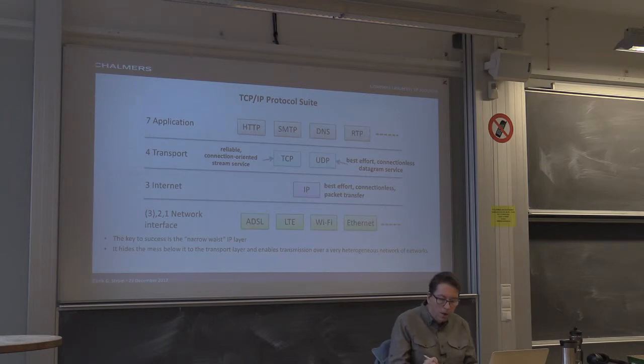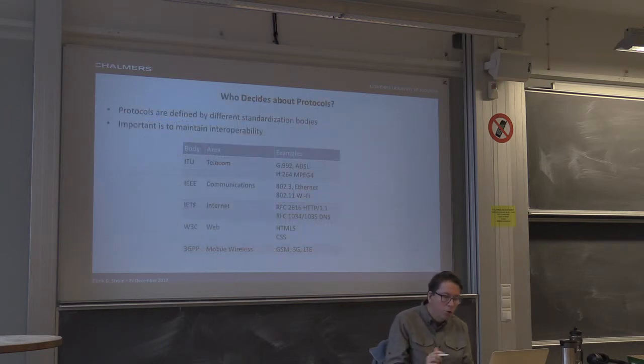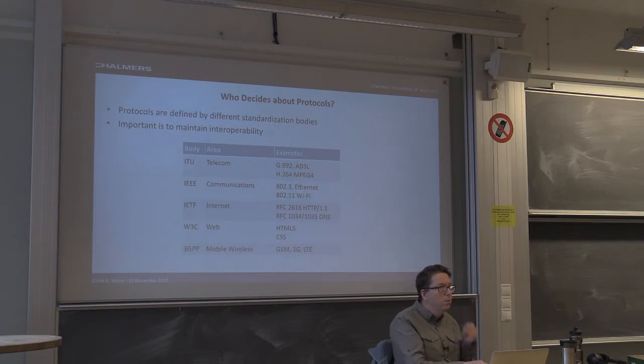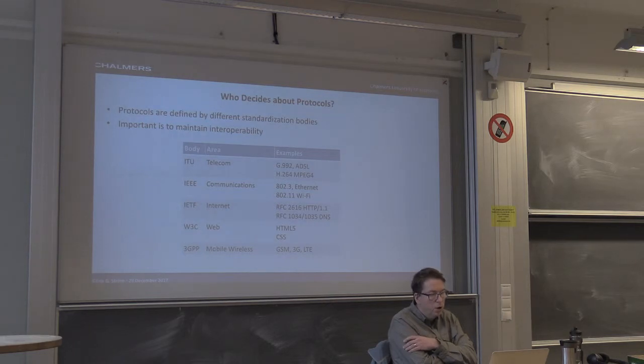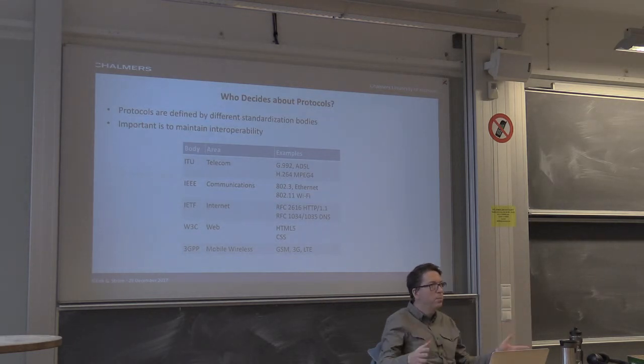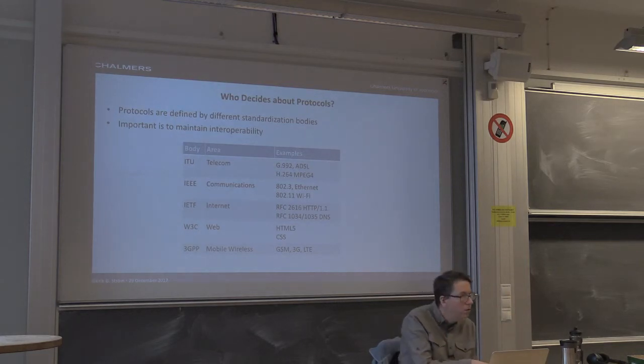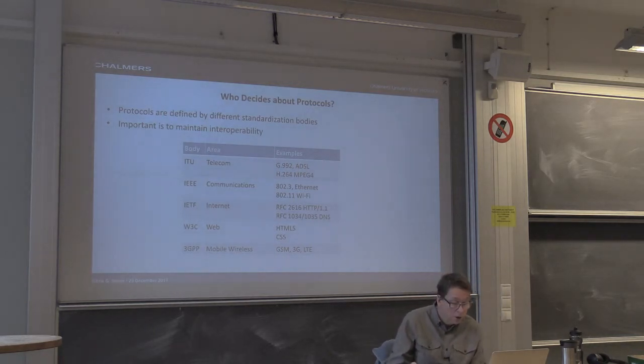All right. Who decides about these protocols? We talked a little bit about this. Protocols are super important because they specify how things are supposed to work, so we need to agree upon them. Basically it's like we need a United Nations for computer networks. So there are different types of these standardization bodies that decide about these protocols.